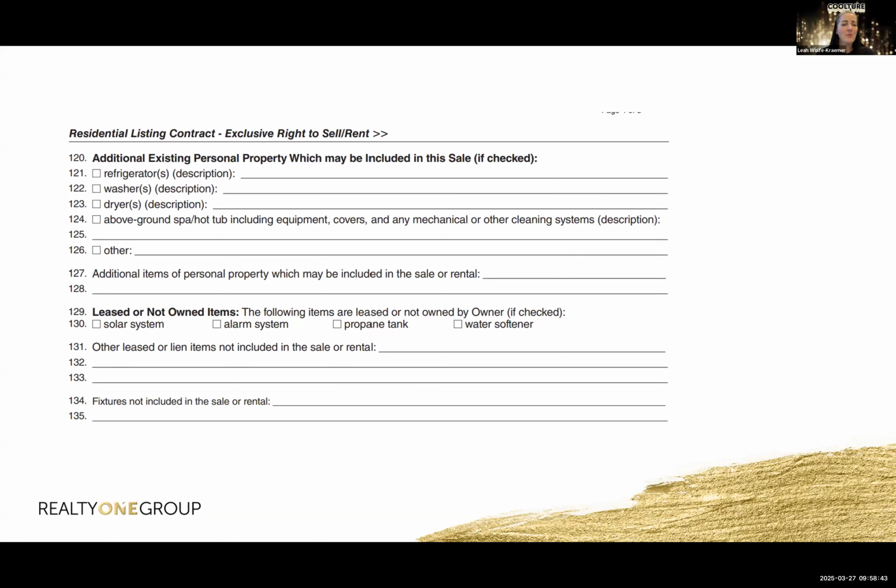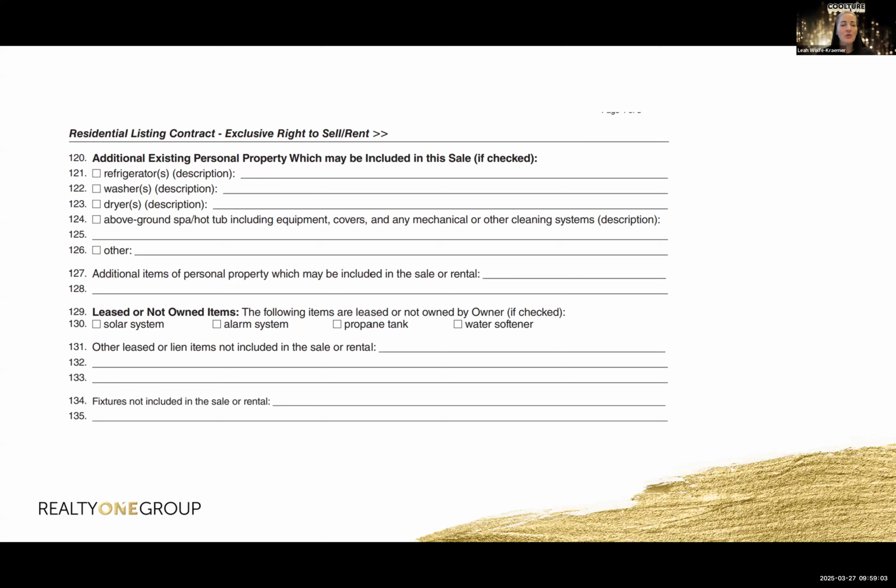Additional items of personal property, which may be included in the sale or rental. We personally had a really big, really heavy pool table on the second floor of our house. We were not taking that sucker. So we referenced it here and we told the buyer they had to keep it if they wanted the house. So again, it may just appear in 2 different locations, but that's a spot to put stuff.